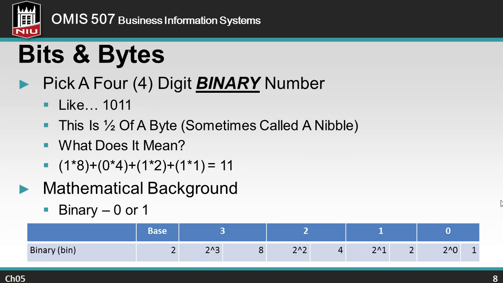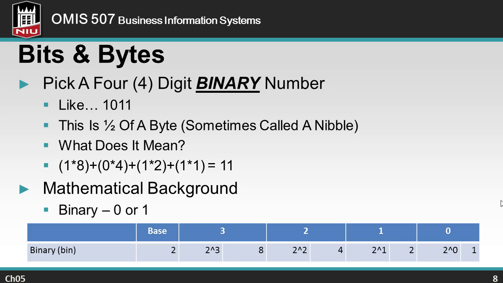Next, let's look at binary numbers. Let's start with a 4-digit binary number like 1011. We recall that a byte has 8 bits, so this is a 4-character or 4-bit number, so it would be half of a byte. We can convert this binary number to decimal. Just like the decimal number 8352 in the previous slide, each binary digit represents a power of 2.